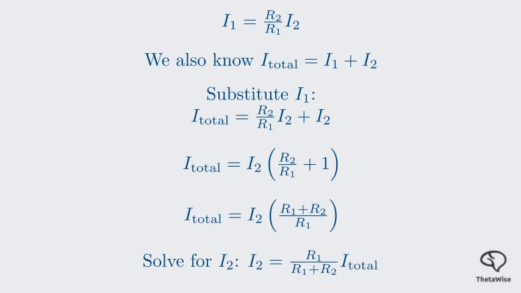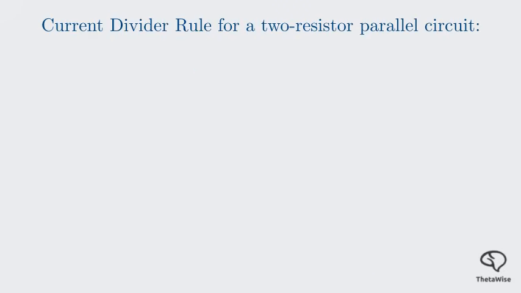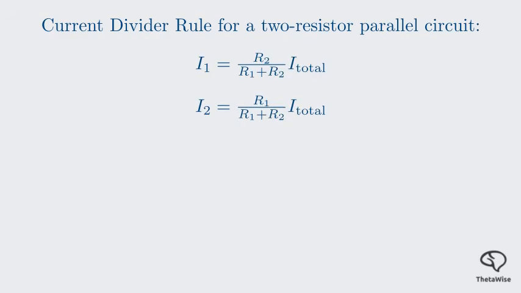Notice the numerators. The current I2 depends on the resistance of the other branch, R1. Similarly, the formula for I1 depends on R2. The rule is easy to remember. The current through one branch is equal to the resistance of the other branch divided by the sum of the two resistances, all multiplied by the total current. It's a quick shortcut. Let's apply the current divider rule with a practical example.